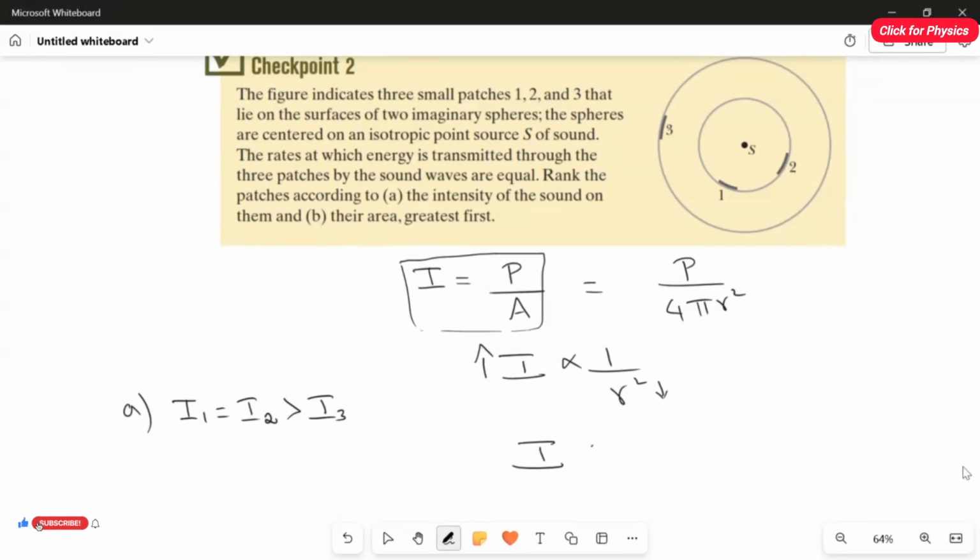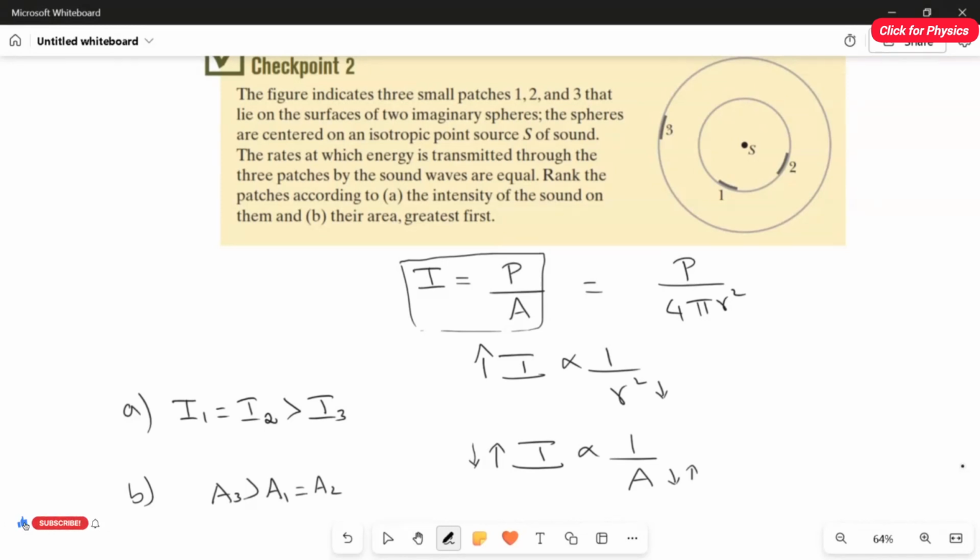Here also the intensity has an inverse relation with the area. If the intensity is greater, then the area will be smaller. Based on the answer we got from the first part, the intensity at points 1 and 2 is greater when you compare with I3. So that means area 1, which is equal to area 2, is less than area 3. Why? Because you can see the intensity at point 3 is weaker. So if the intensity is smaller, then the area will be greater. Based on that, we can say the area at point 3 has the greatest value when you compare with patches 1 and 2.